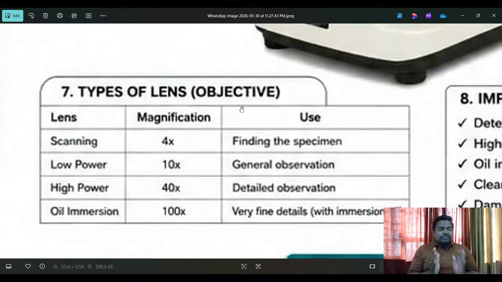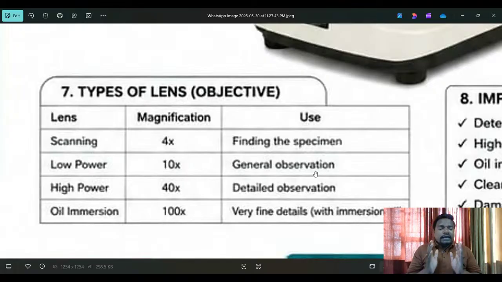So in binocular microscopes: types of lens, magnification, uses. You should know these things because in a microscope this is the most important topic. Now, first of all, I'm going to read lens, magnification, use. Scanning lens, magnification 4x, used for finding the specimen. Next, low power, 10x, for general observation.